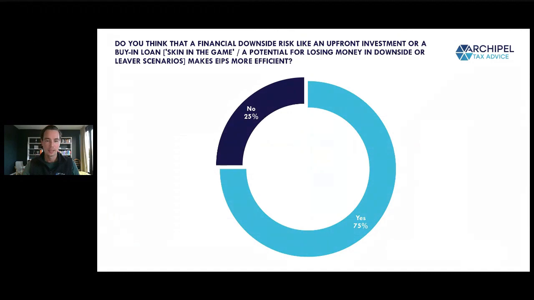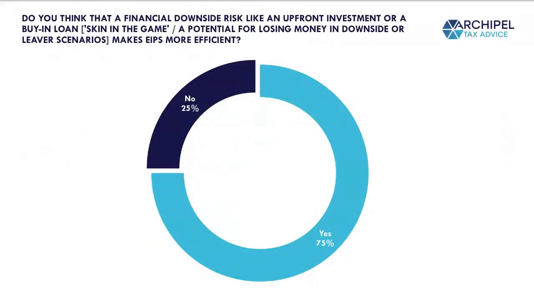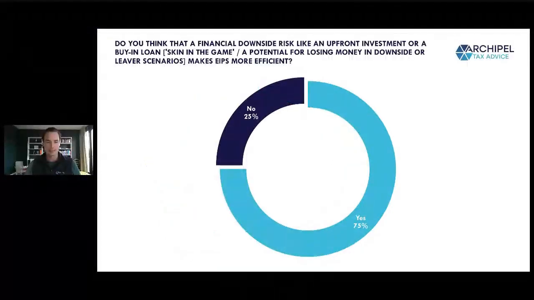Then, if we do consider implementing a plan that comes with equity, since equity comes with ownership, you usually would want some sort of skin in the game. So that's the question. Do you think that a financial downside risk, like an upfront investment or a buy-in loan, skin in the game, potential for losing money, makes an employee incentive plan more efficient? Clear answer, 75% of the respondents said yes.